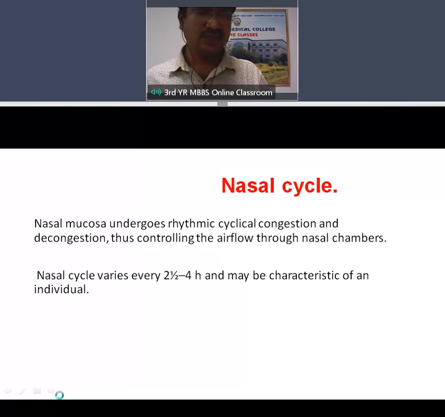So that is about the first function, that is respiration, both inspiration, expiration and nasal cycle. Nasal cycle is nothing but congestion and decongestion of the nasal mucosa.